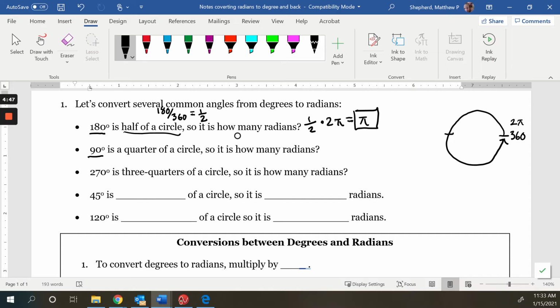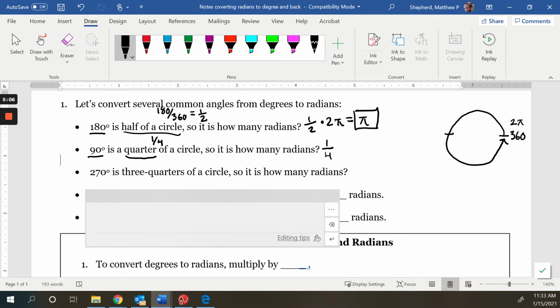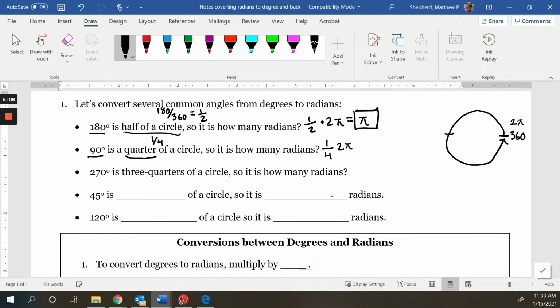90 degrees is a quarter of a circle, a quarter meaning 1/4. So how many radians is it? Well, if 90 degrees is 1/4 of the degrees, it's also 1/4 of the radians. So 1/4 of 2 pi comes out to be a half. So we get pi halves.